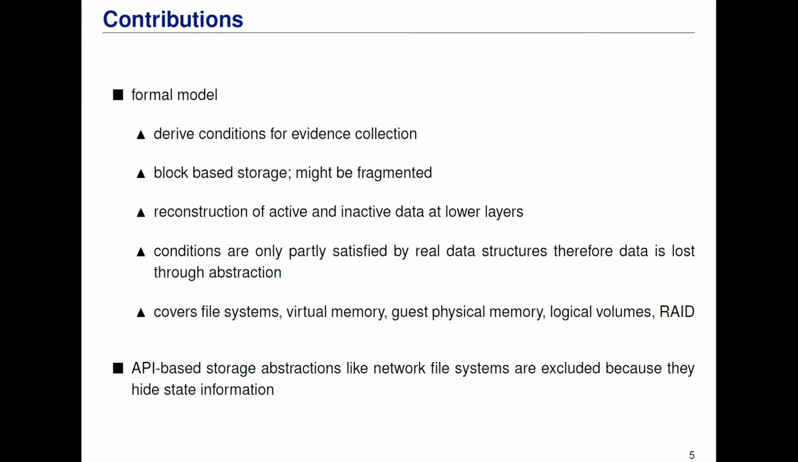So by active data, we mean files that currently exist, and by inactive data, for example, data that has been removed. What we will see later is that our conditions are only partly satisfied by real data structures. We look at a few later in the evaluation, and some data is lost through abstractions.